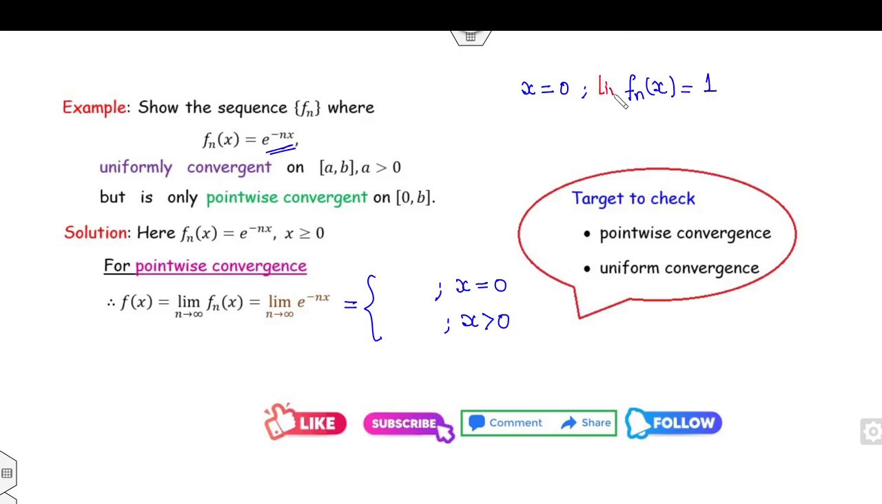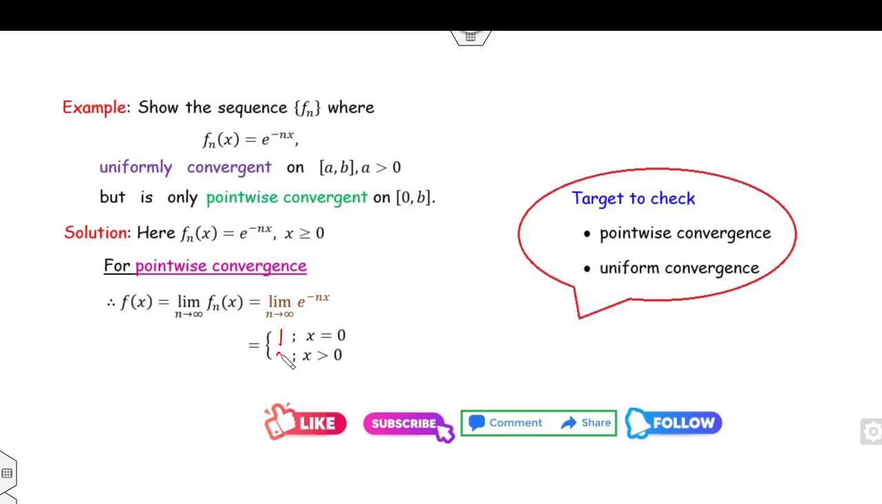So therefore, the limit as n approaches infinity is also 1. When x is greater than 0, what is the value of f_n(x)? The value of f_n(x) is e raised to the power minus nx. And then what is the limit as n approaches infinity? Because x is non-zero, this limit goes to 0. So hence you have two limits, 1 and 0, both exist. Therefore the sequence is pointwise convergent to this function f.